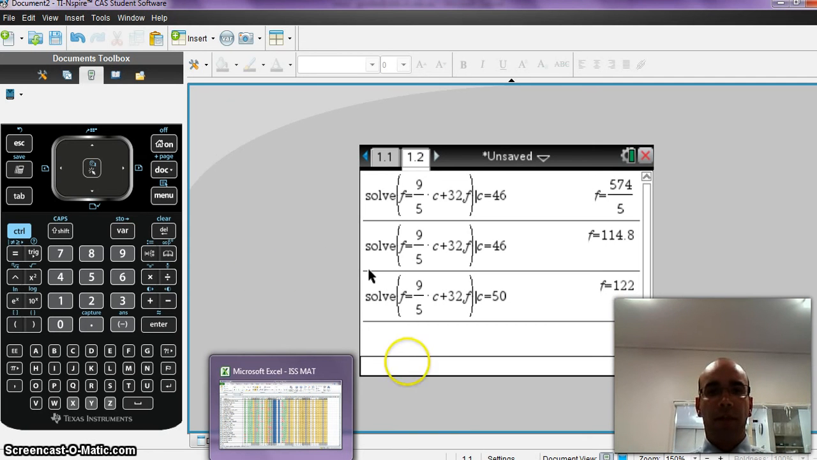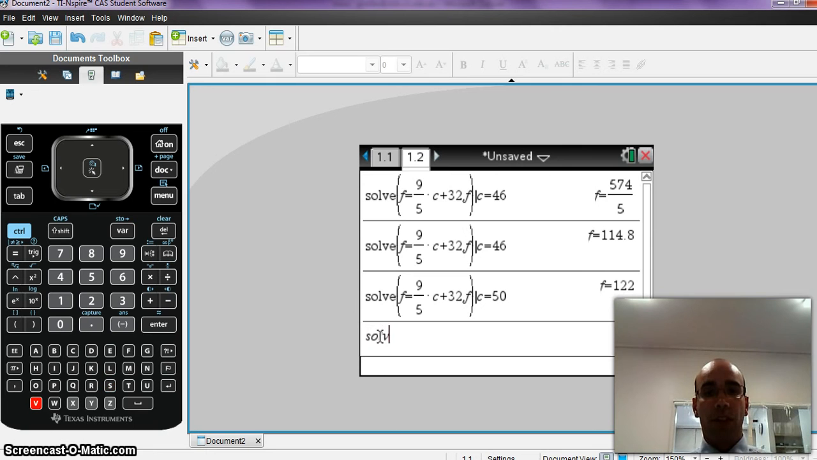Girls, one of the handiest functions if you're doing linear equations is the function to transpose an equation. It's also the solve function. What we're going to do is transpose this function here to make C the subject. So given temperature in Fahrenheit, what would it be in Celsius?